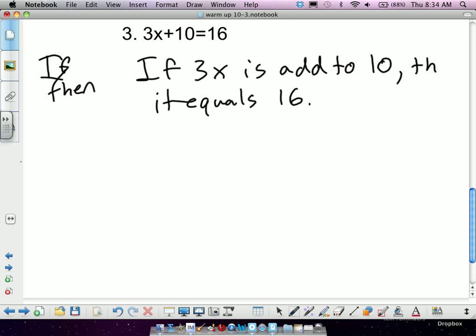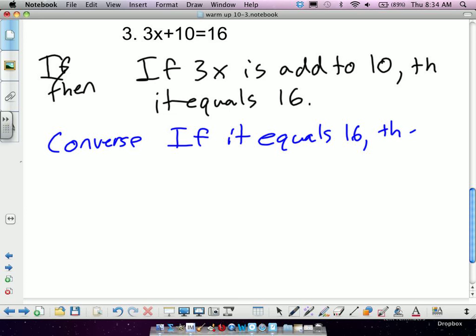Okay, do you guys have the converse? What was the converse, guys? It equals 16, that is 3x plus 10. Nice. If it equals 16, then it is 3x plus 10. Who's got the inverse? If 3x is not added by 10, then it is not 16.